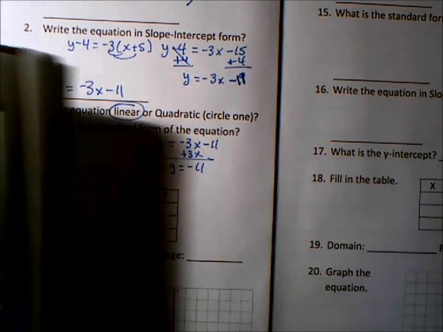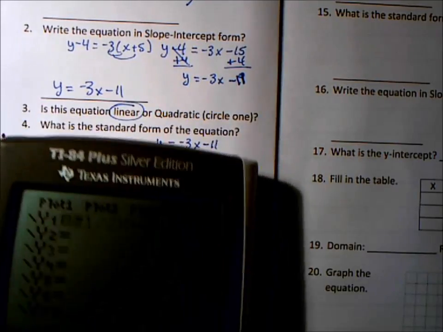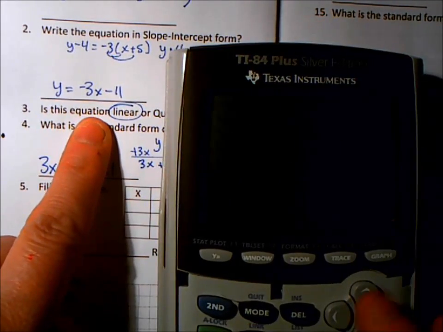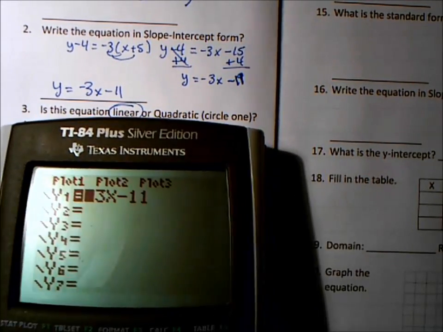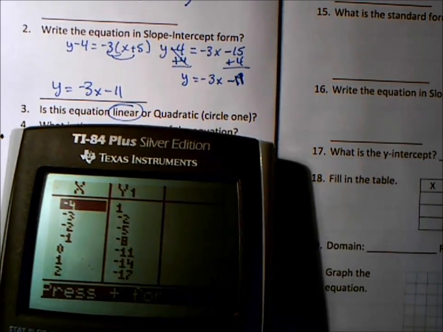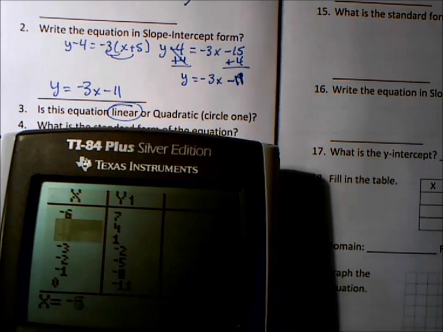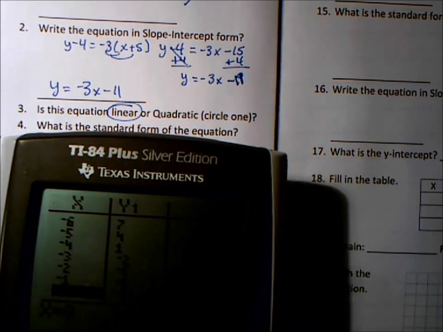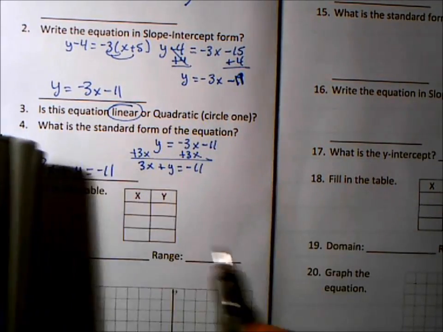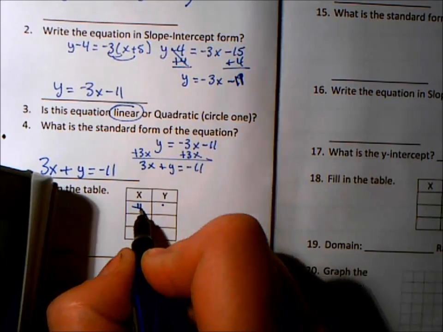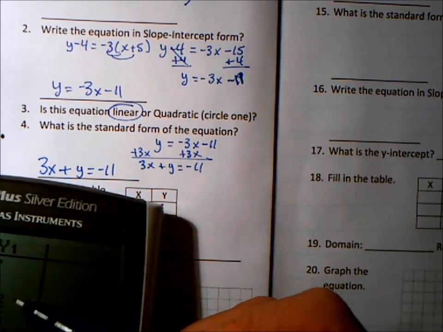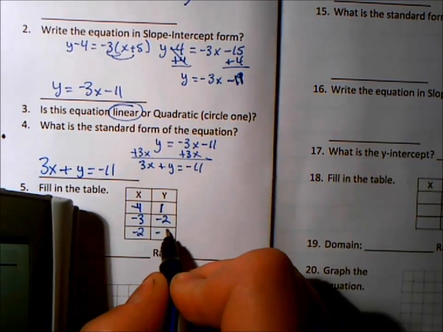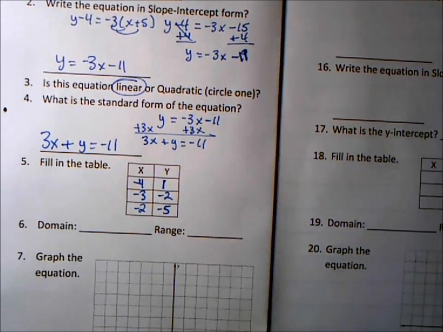They want me to fill in my table, so I'm going to go back up here to my slope-intercept, go back to my y equals, clear that one out, and I'm going to type in negative 3x minus 11. I'm going to go to my table. Okay, there was my equation. Go into my table. I want to pick numbers close to the origin. I have 0, negative 11. That's a long ways away. But if I look here, I have negative 4 and 1. I want to do negative 3 and negative 2. And then I think I'll do negative 2 and negative 5. Just picking 3.